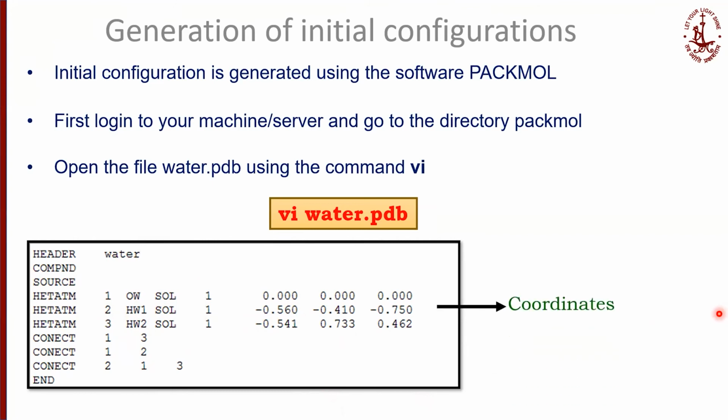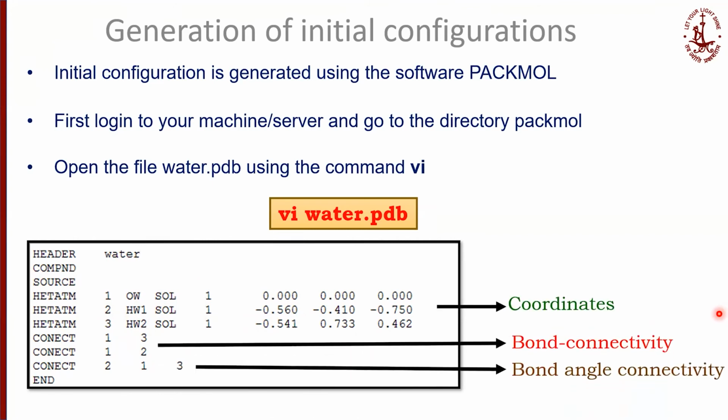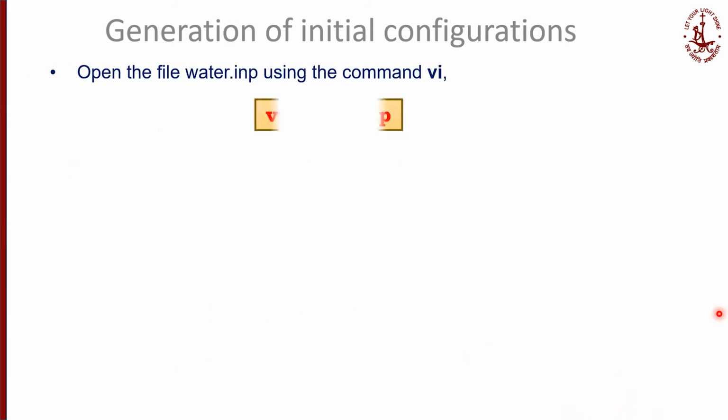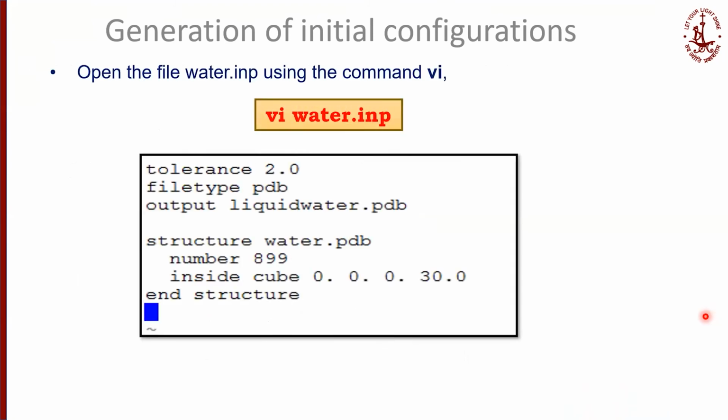Now again, once you have the PDB file, you need to go to the INP file. You need to change the number over here. Now for water and for argon, the density is different. So based on the density, you will calculate the number of molecules and based on the box length. So a 30 angstrom box length corresponds to 899 water molecules.